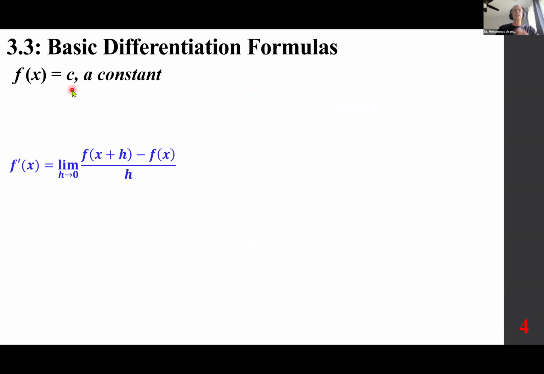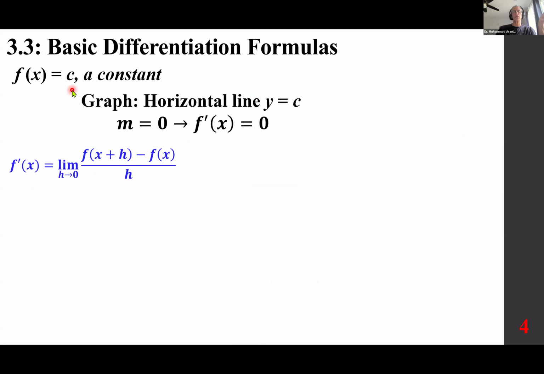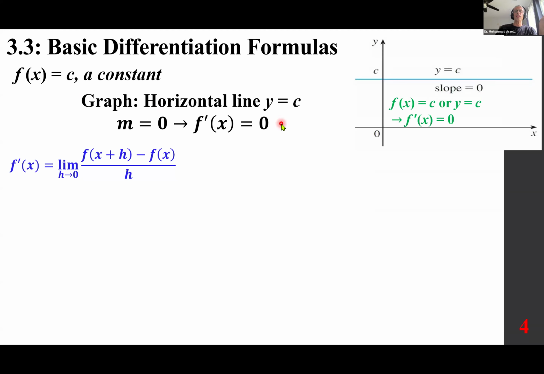When f of x is a c, a constant, a number, its derivative is 0. And here's the justification. If you go with the graph, the line y equals c is a horizontal line, and any horizontal line has slope 0. So for f of x equals c, or y equals c, f prime becomes 0 because any horizontal line has a slope of 0.